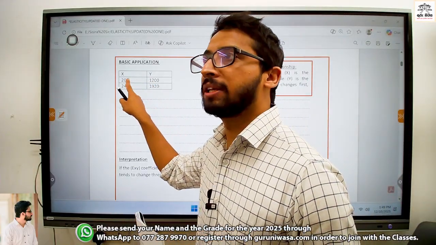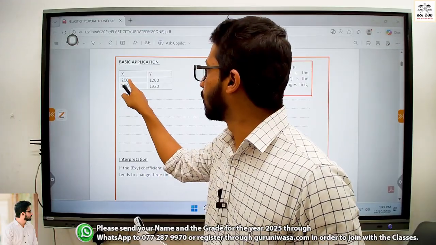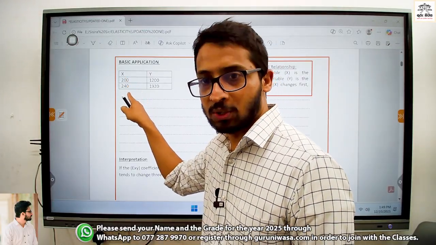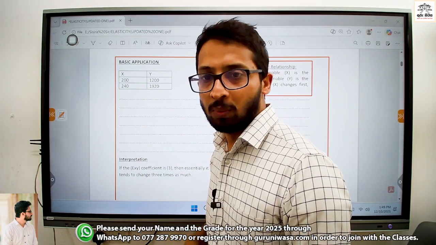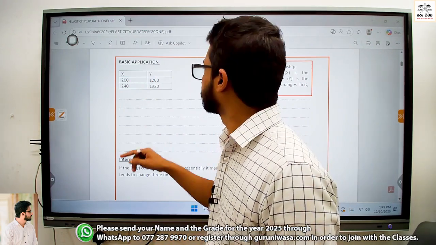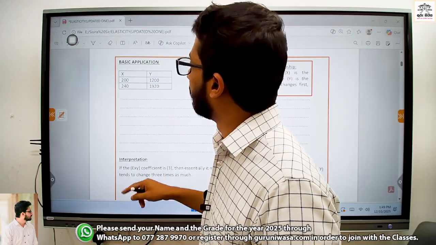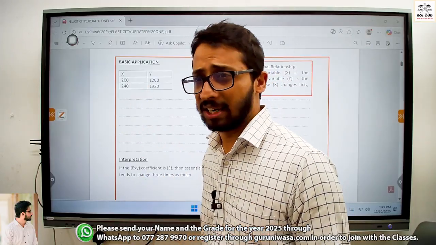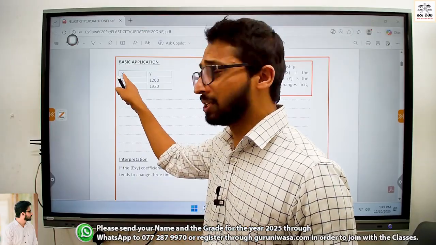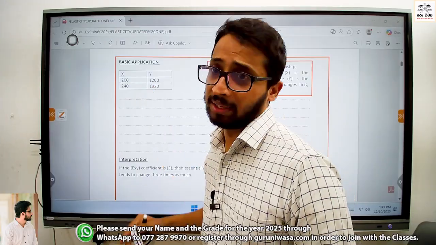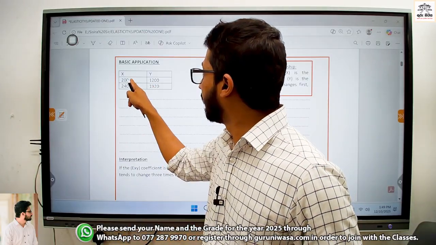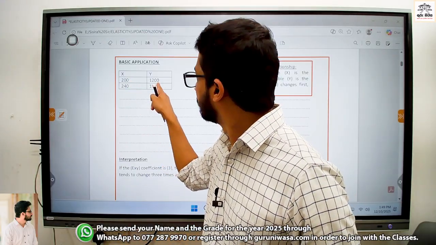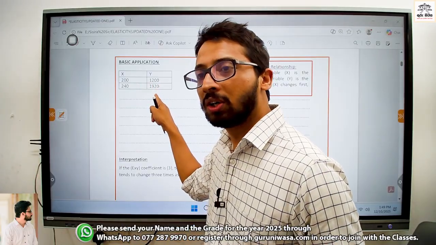There are two values given. First one is the x column, second one is the y column. Remember, these x and y variables are functionally related. There is a relationship between x and y. When the x variable rises, the y variable also rises.